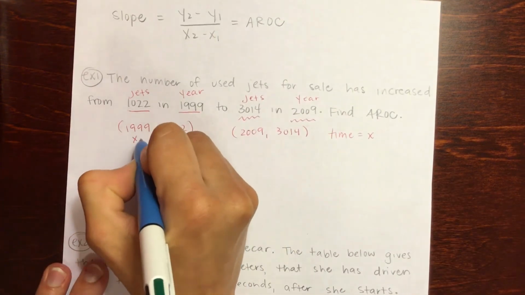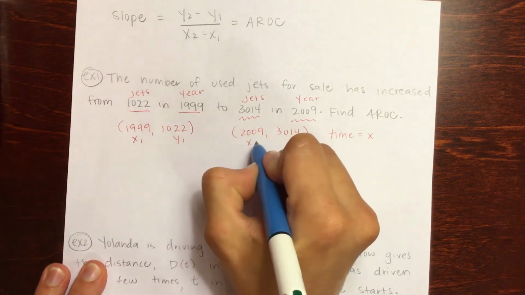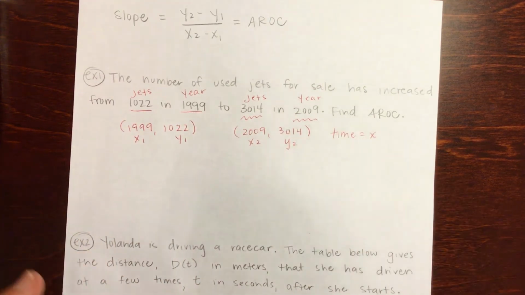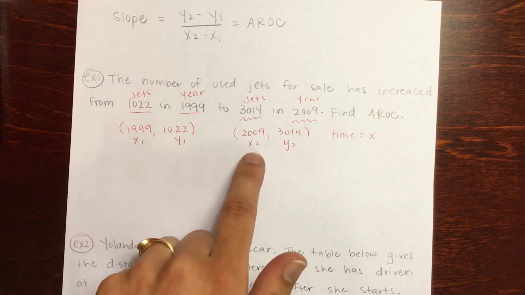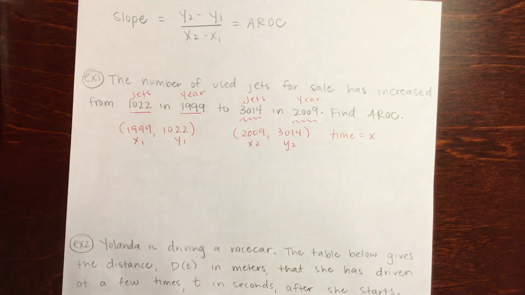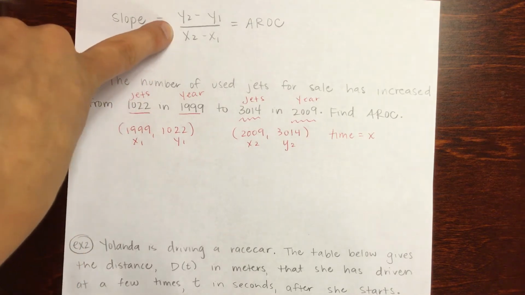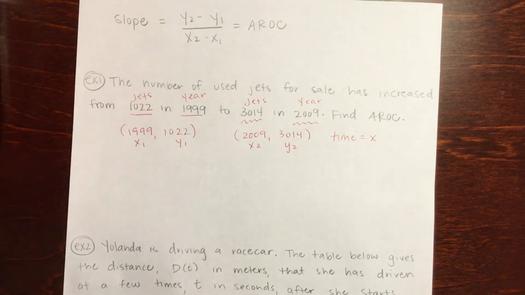This is my x1, y1, and my x2, y2. Although technically this could be x2, y2, x1, y1. It doesn't really matter the order. You're going to get the same answer either way. Now that we've done the hard part, all we have to do is substitute into the slope formula to figure out what our average rate of change is.